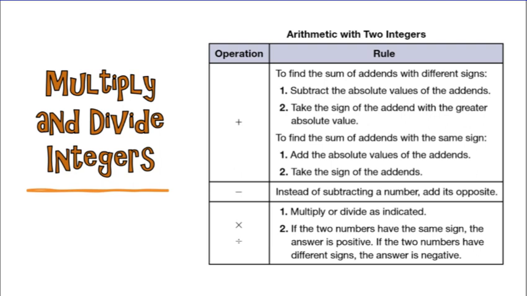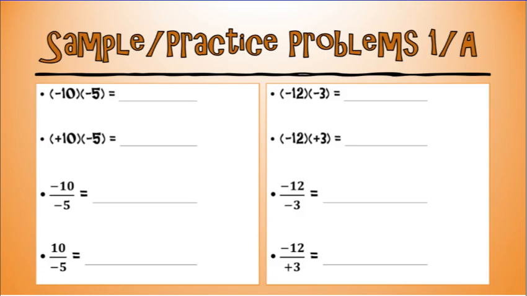Well, for multiplication and division, you multiply like you normally would. When you're multiplying or dividing a positive by a positive, your answer is positive. When you're multiplying or dividing a negative and a negative, it's still positive. The only time your answer is negative is if you're multiplying or dividing a positive and a negative number. So let's take a look at some examples here.